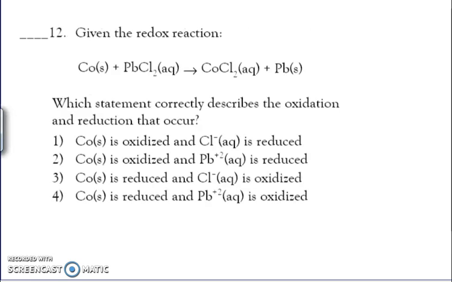The oxidation reduction that occurs. What's going on here? Look at it carefully, figure it out. Well, cobalt goes from a 0 to a plus 2 here. Lead goes from a plus 2 to a 0. So cobalt's oxidation number is going up, so it is being oxidized. Lead's oxidation number is going down, so it is being reduced. The answer is 2. Cobalt's being oxidized, lead 2 plus is being reduced.